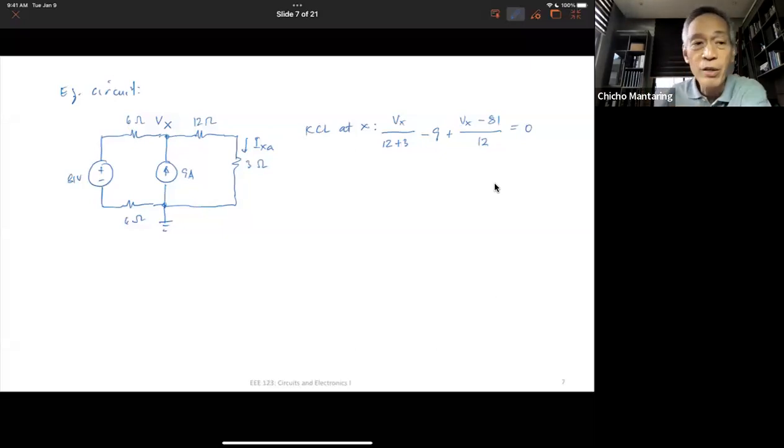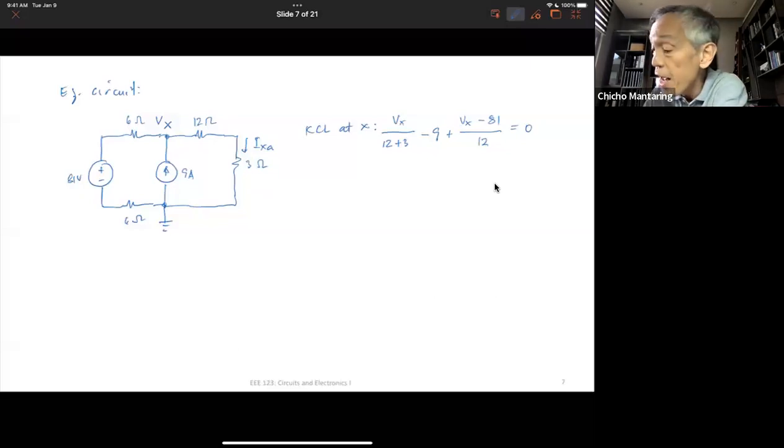It's okay, Will. You just have to practice. Any questions with regard to this equation? So the first term is the current flowing to the right here at the 12 ohm. The second term is the current flowing into X because of the 9 ampere source. The third term is the current flowing from right to left here at the 6 ohm. Any questions?